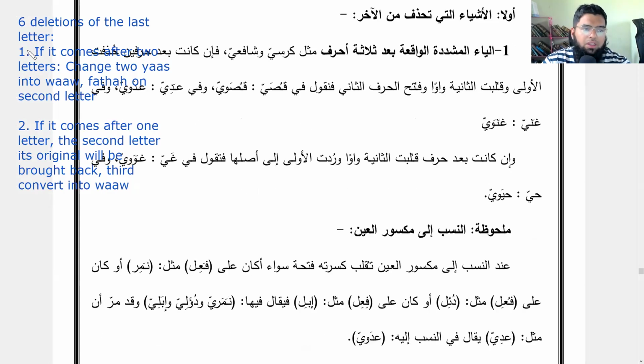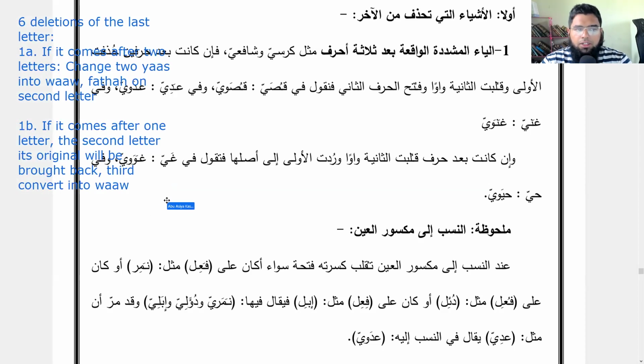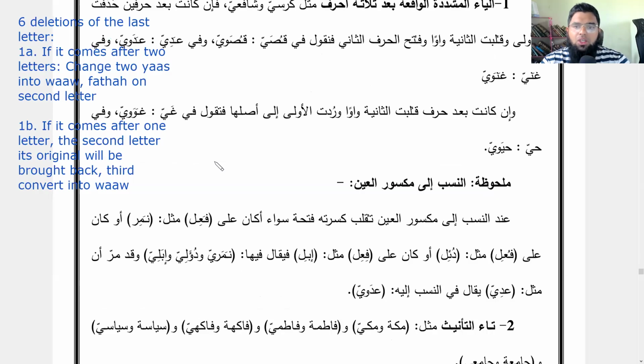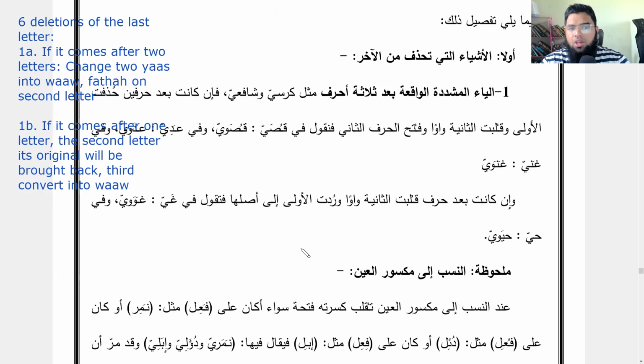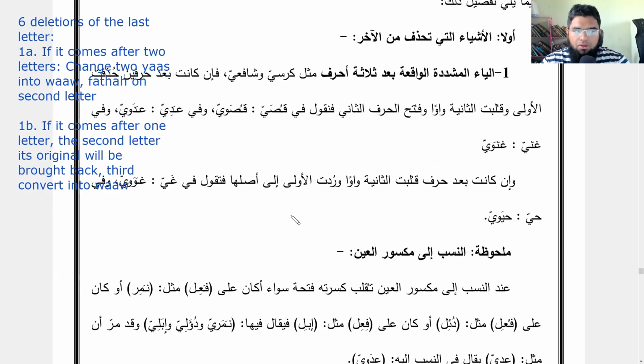Actually, it should be 1A, 1B, like if you remember last time, 1A, and we'll name this 1B. Okay. This is fine. Why are we doing all these things? Because in the first case, it was already ya on it. So that's a problem. So you have to see if it's coming after two letters, then you'll do this. If it's coming after one letter, you'll do this.